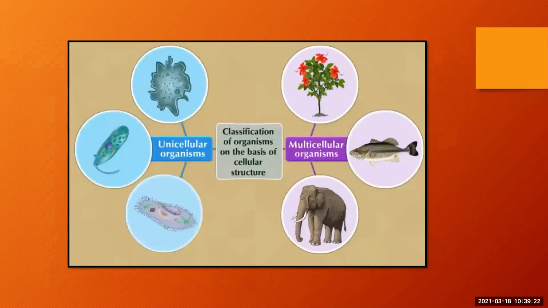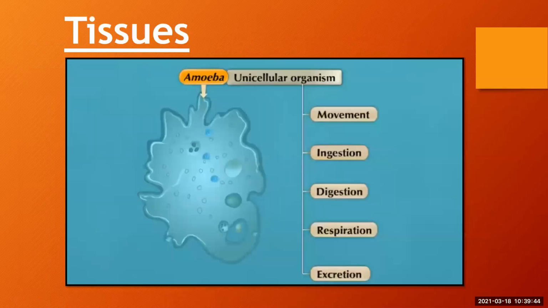We have already studied in our previous years that on the basis of cellular structure, organisms are classified as unicellular and multicellular. As you can see in the picture, unicellular cells are present in unicellular organisms and multicellular cells are present in multicellular organisms. But are all the functions carried out by a single cell, or do all the cells collectively carry out all the functions?